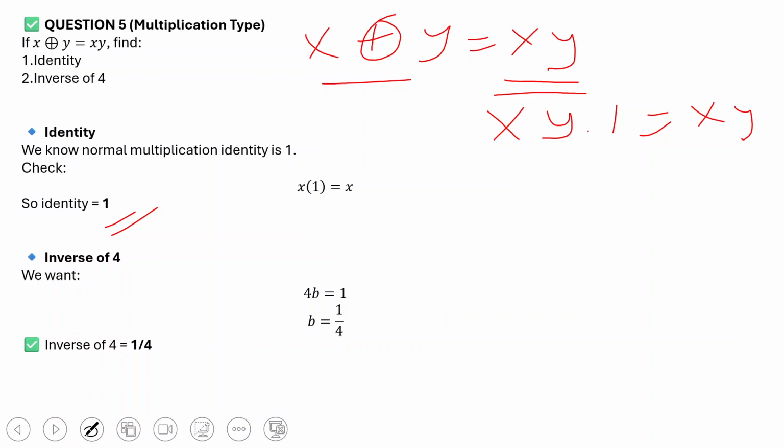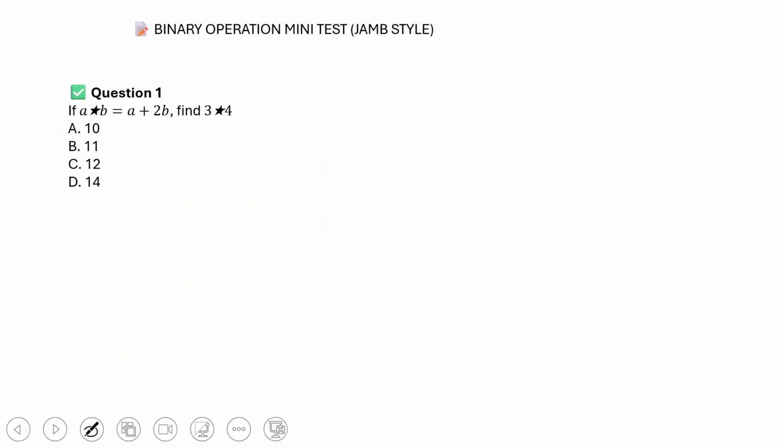So how do we get the inverse of 4? To get the inverse of 4, we put 4 as x in xy is equal to 1. We'll put 4 as x and y as b. That's the inverse. So to get the inverse, b is equal to 1 over 4. Okay.